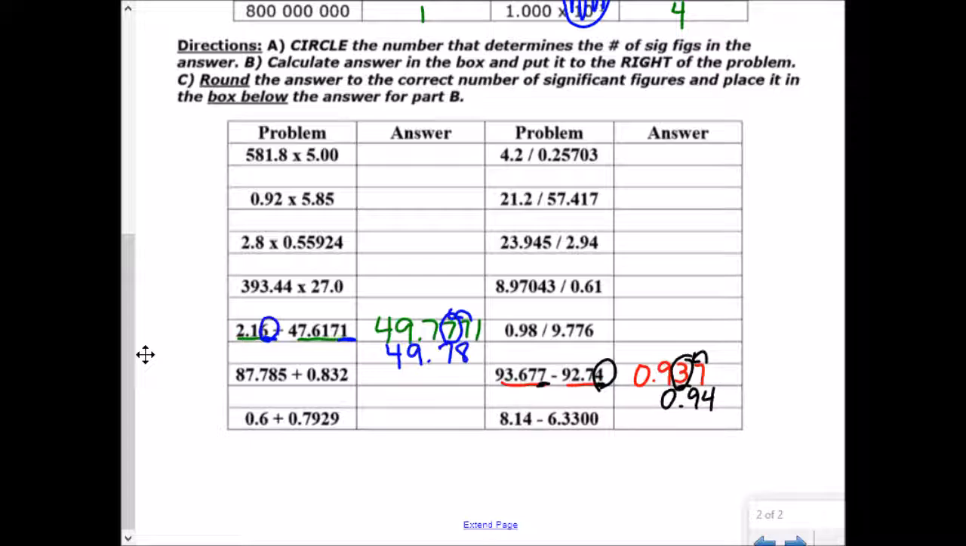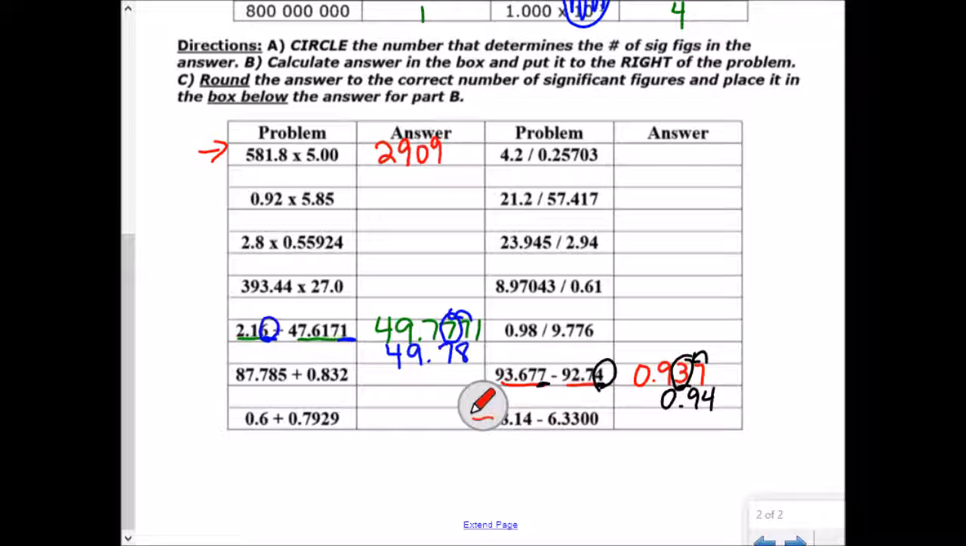Any questions about adding or subtracting? You're going to have to move on to multiplying and dividing now. Multiplying and dividing has a different set of rules. You actually have to first identify the number of sig figs in each particular measurement. So, let's look at this first example up here. Go ahead and do the multiplication and write down the calculator answer.